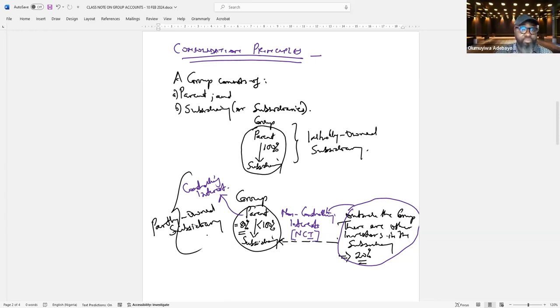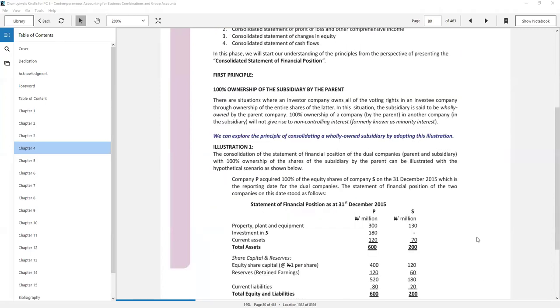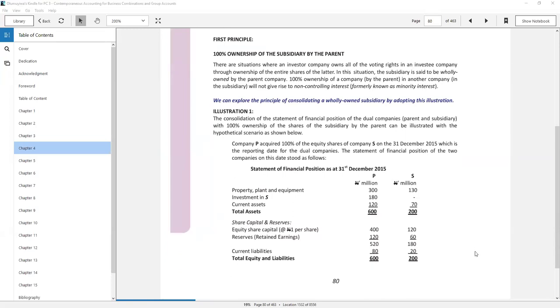Over to you. Okay, sir. We can explore the principle of consolidating a wholly owned subsidiary by adopting this illustration. Illustration one, the consolidation of the statements of financial position of the dual companies, parent and subsidiary, with 100% ownership of the shares of the subsidiary by the parent, can be illustrated with the hypothetical scenario as shown below. Company P acquired 100% of the equity share of Company S on the 31st December 2015, which is the reporting date for the dual company.